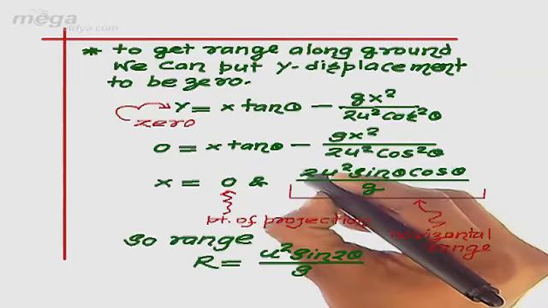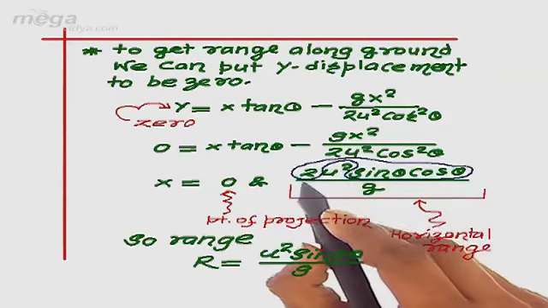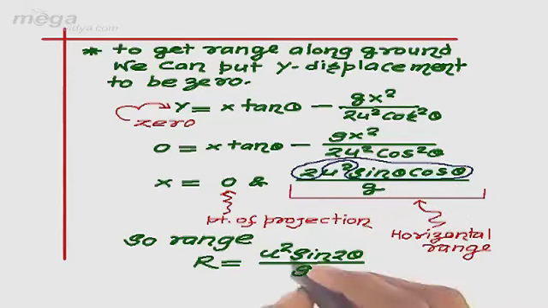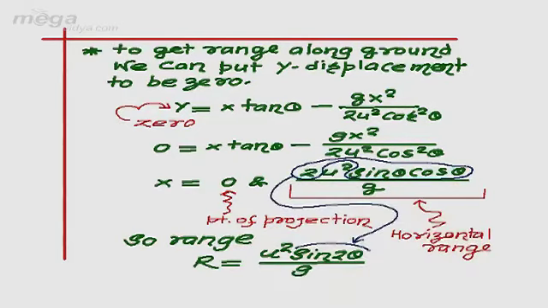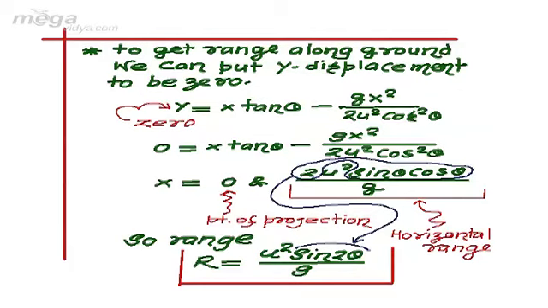Here I have utilized the value of 2 sin theta cos theta to be equal to sin 2 theta. So finally we got the result for the range to be u square sin 2 theta by g, which is the correct answer, as we have discussed horizontal range in our previous sections itself.